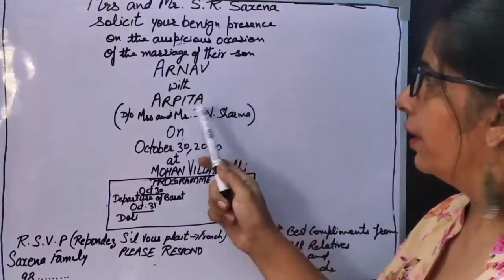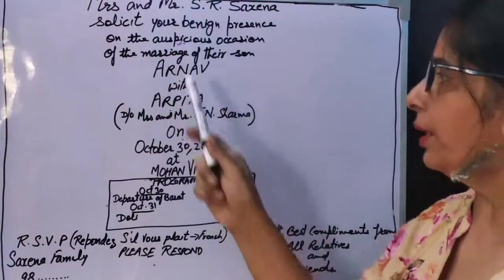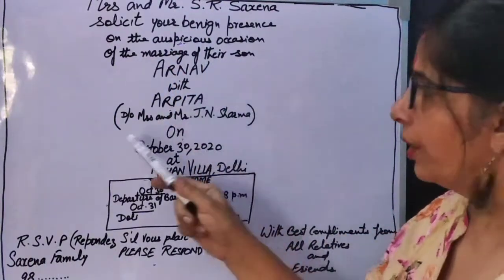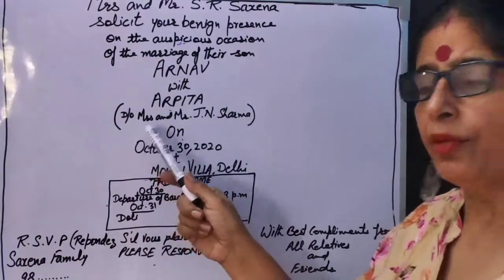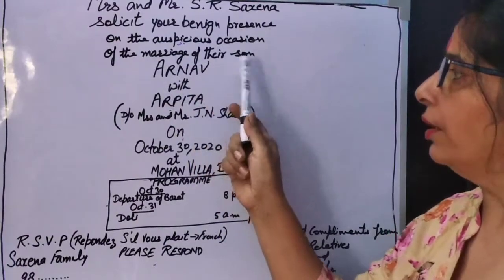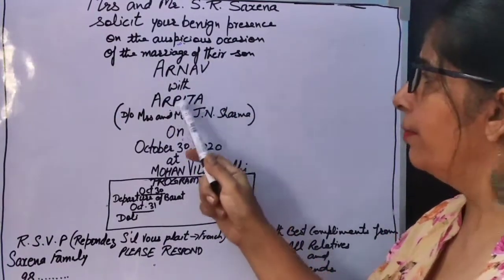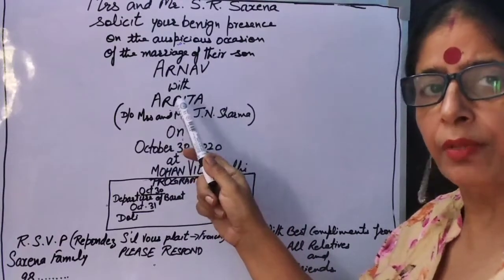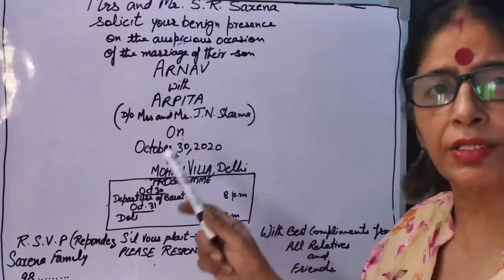Arnav with Arpita. Now Arnav's parents are already there on the top. But Arpita's parents are not there. So here only, within brackets, you will write the name of this second person, because it could be the marriage of their daughter Arpita with Arnav. Whatever name is the second name, whether a boy's name or a girl's name, you are to write his or her parents' name also.